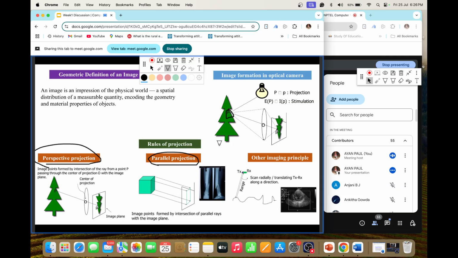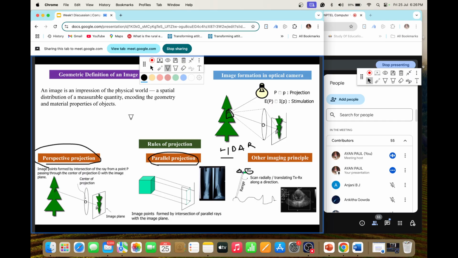Yeah, other imaging principle like LiDAR is there. You must have heard about LiDAR, light detection and ranging. What we do in LiDAR is we have a transmitter and a receiver. You can see there is a transmitter and there is a receiver, RX. The transmitter emits a signal in the form of light, since LiDAR means light detection and ranging. The light will fall on a surface, get reflected, and be caught by a receiver. So this is the principle.